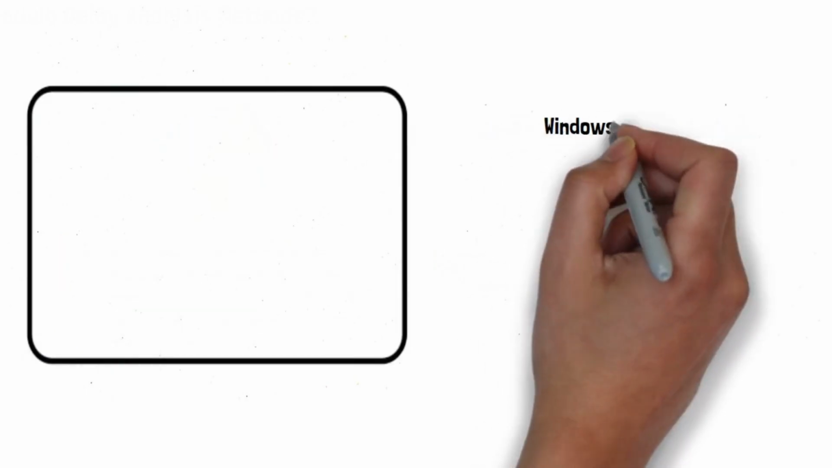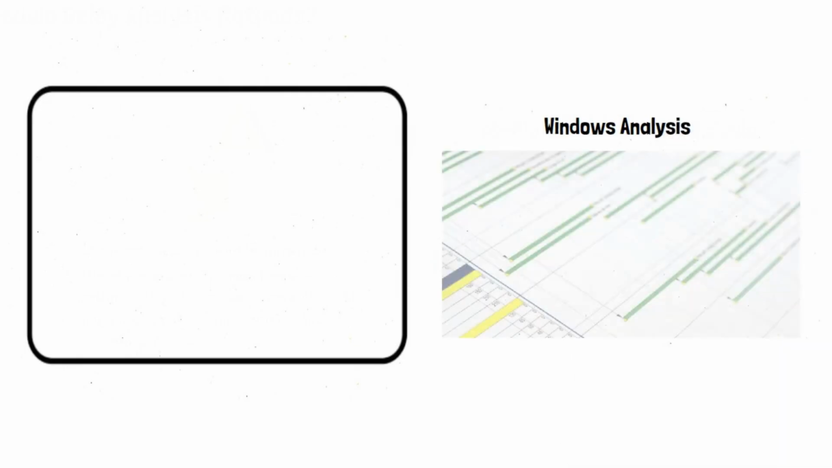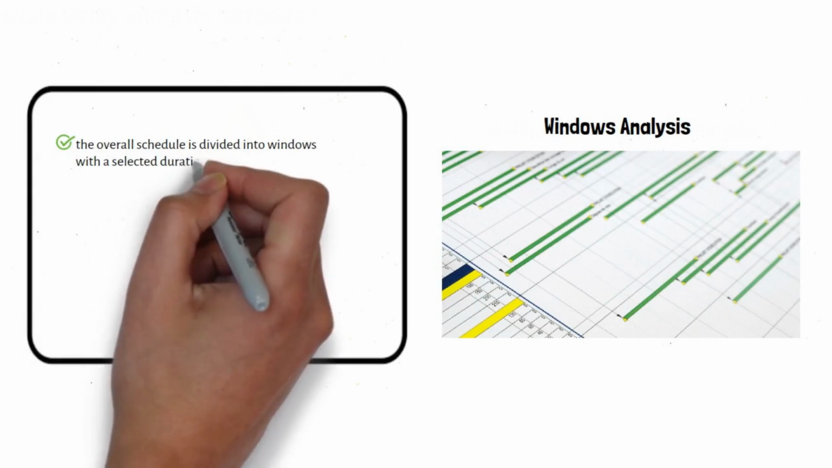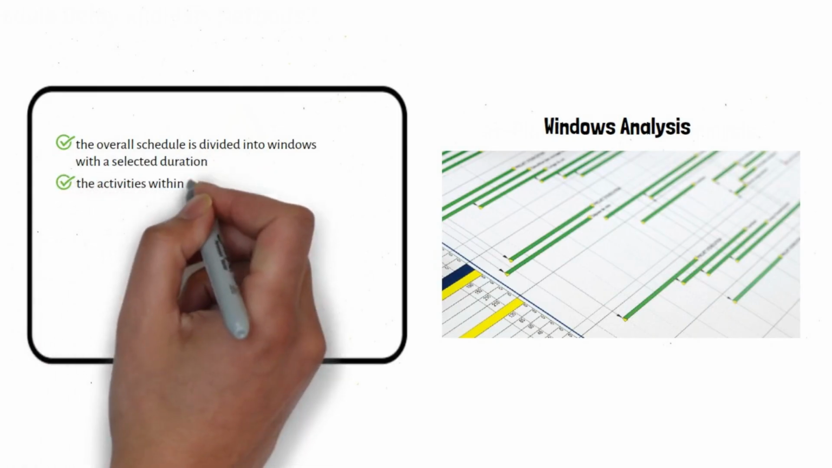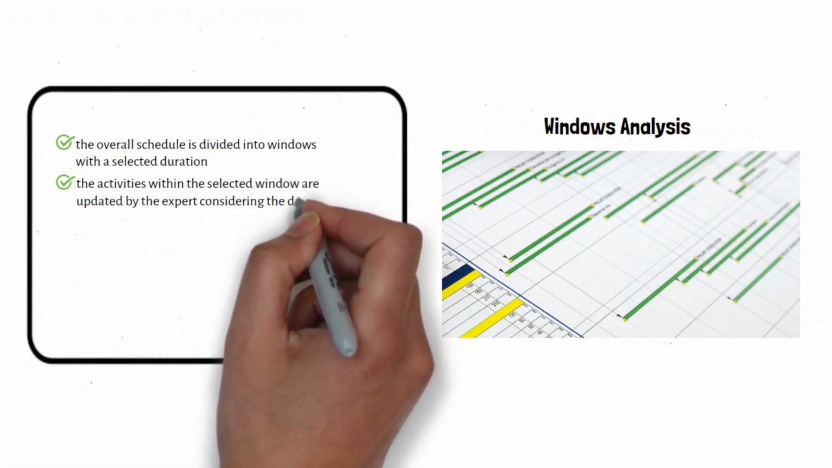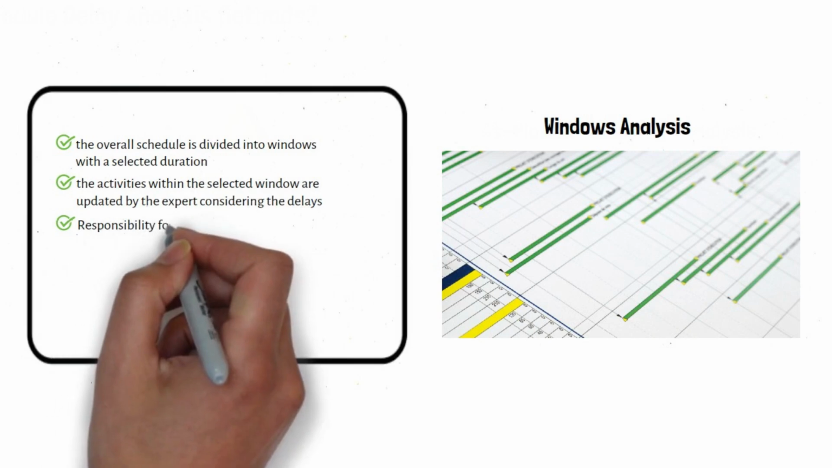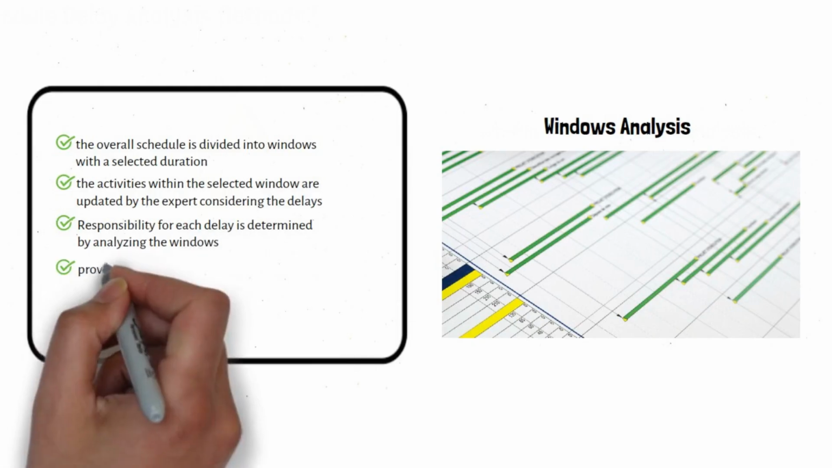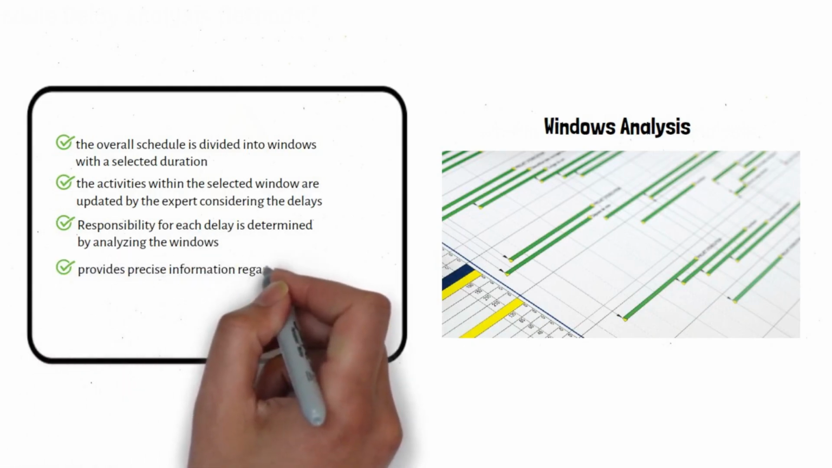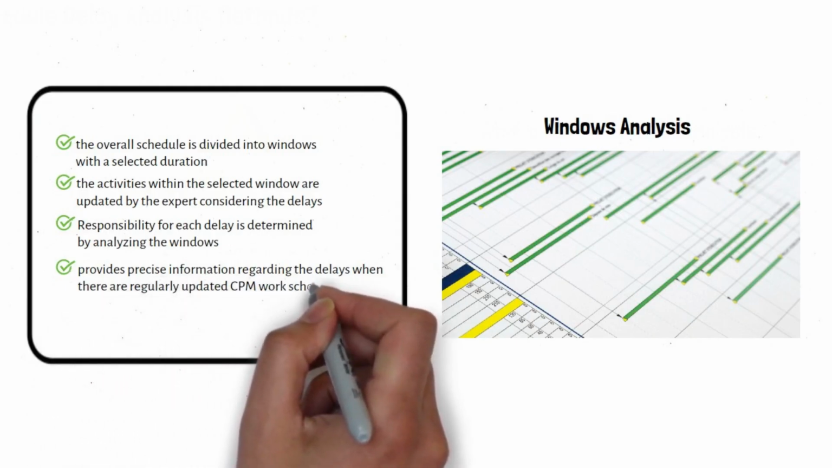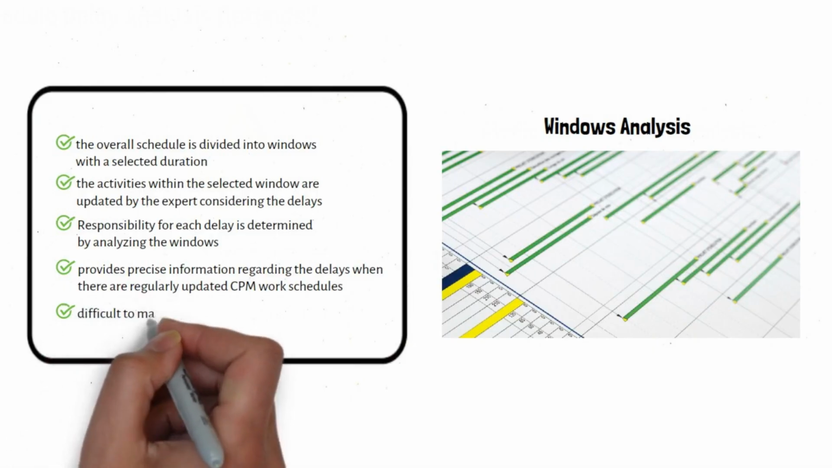Windows analysis. In the windows analysis, the overall schedule is divided into windows with a selected duration. Then the activities within the selected window are updated by the expert considering the delays. Responsibility for each delay is determined by analyzing the windows. The windows analysis method provides precise information regarding the delays when there are regularly updated CPM work schedules. It is difficult to manipulate.